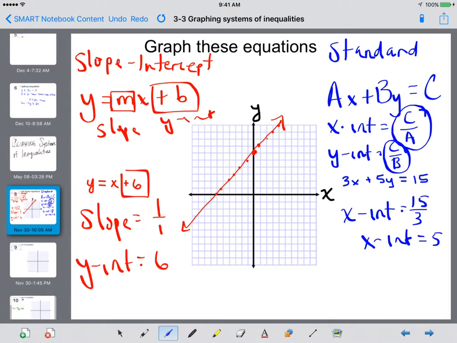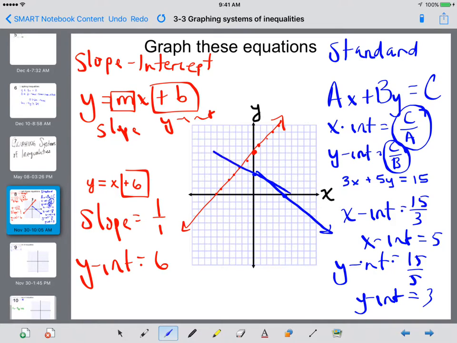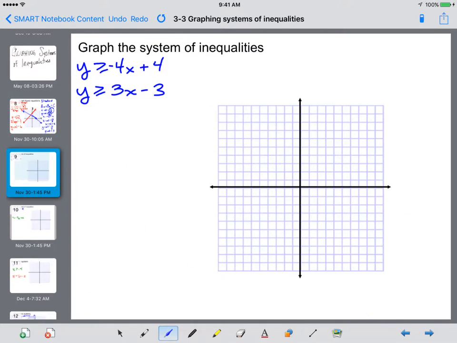So along the x-axis, I can count over 1, 2, 3, 4, 5. The y-intercept is 15 over 5. The y-intercept equals 3. So I'm going to go up 1, 2, 3. Connect those points with a ruler. And there's my line. So, slope-intercept form, standard form. I'm going to show you an example of each for these inequalities.